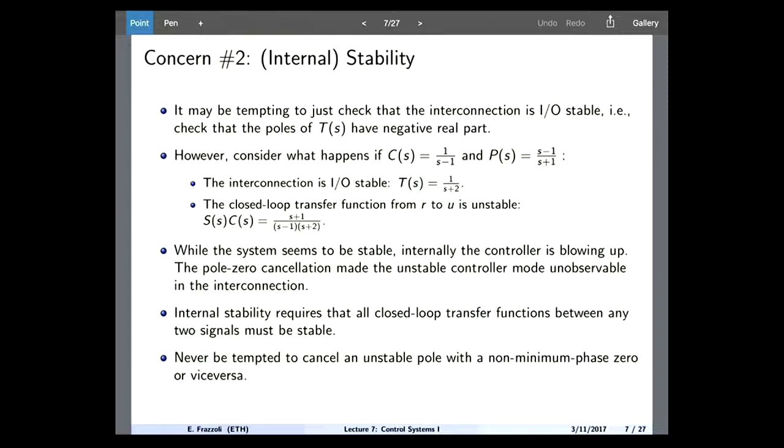And really, technically, what you will have to do is check that the system is not only input-output stable, but is internally stable, that is, check that all transfer functions between any two signals in your interconnection are actually stable transfer functions, meaning that the poles have negative real part, okay? But in general, this only happens when you do something stupid like trying to cancel an unstable pole with a zero. So don't do it, and you're fine.